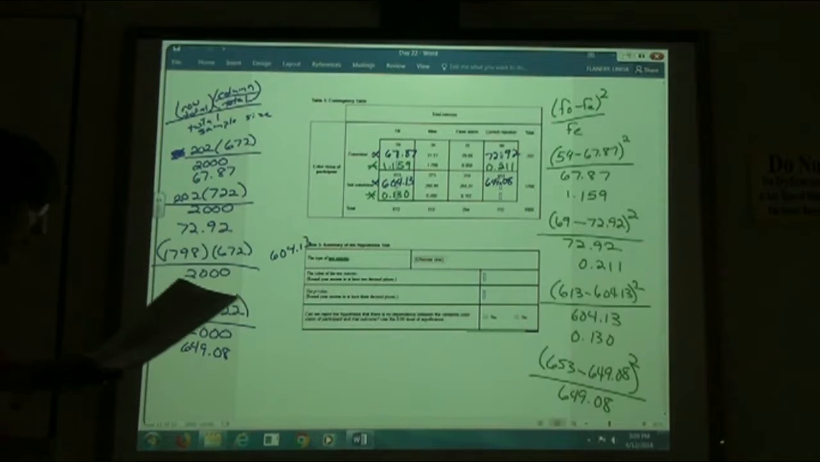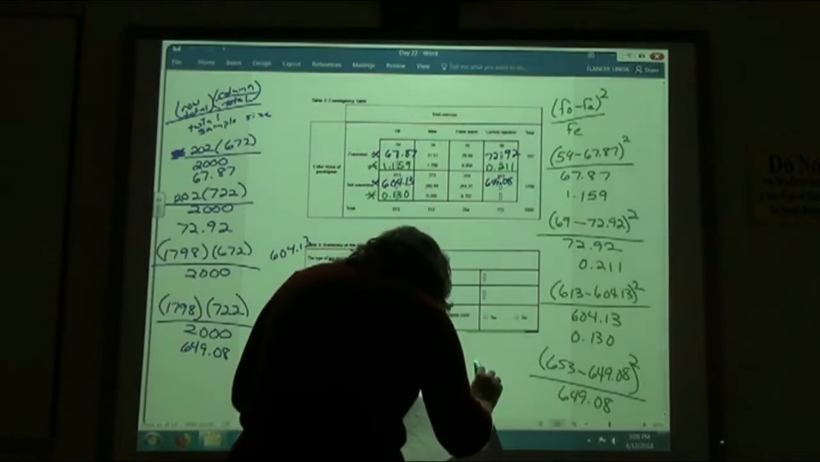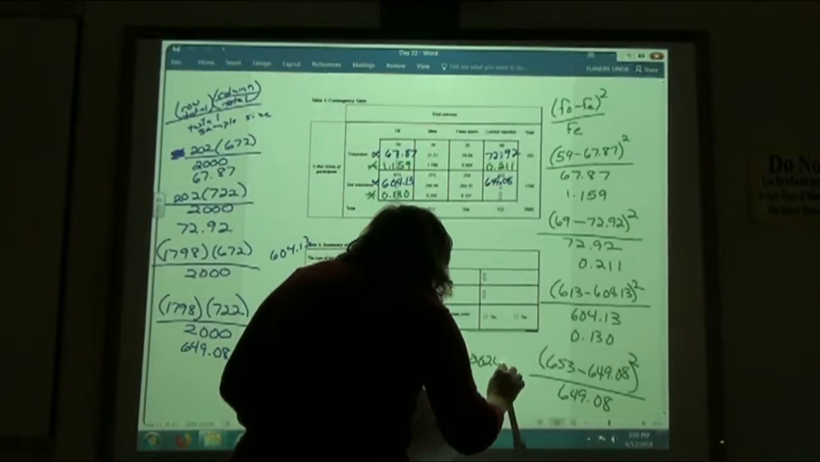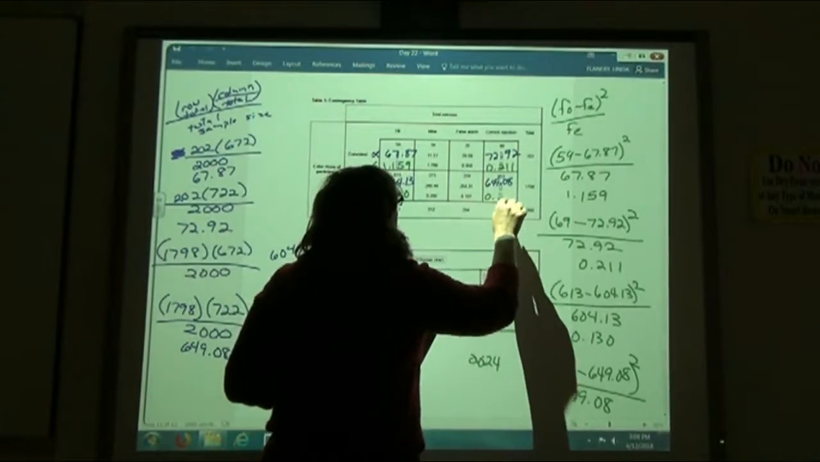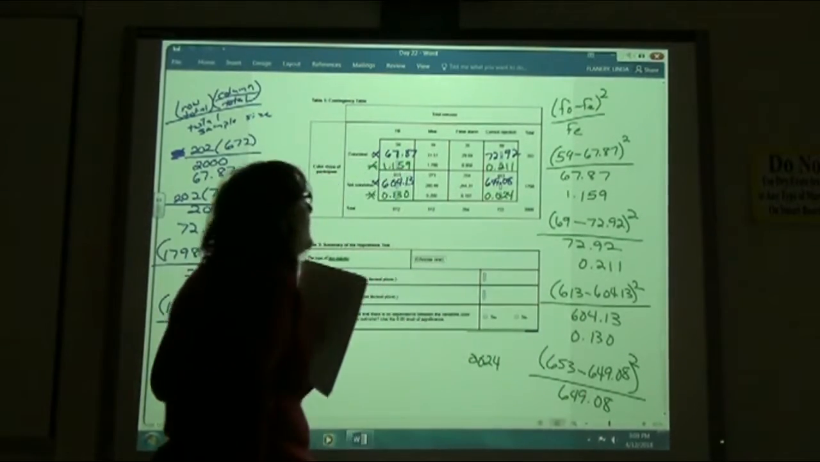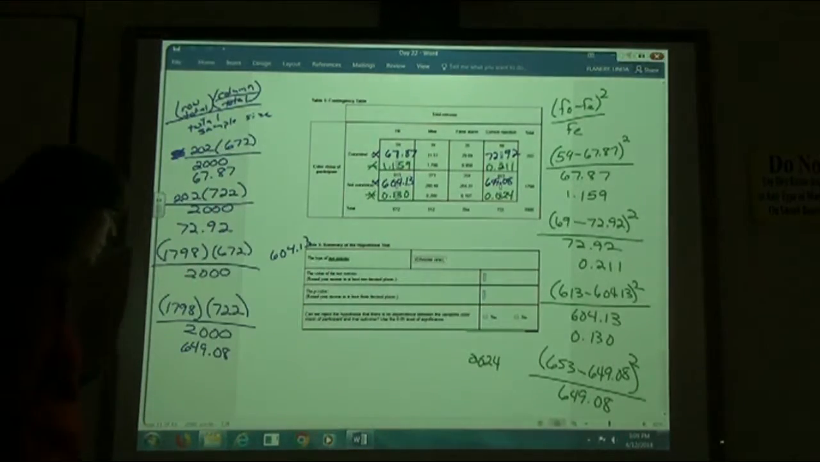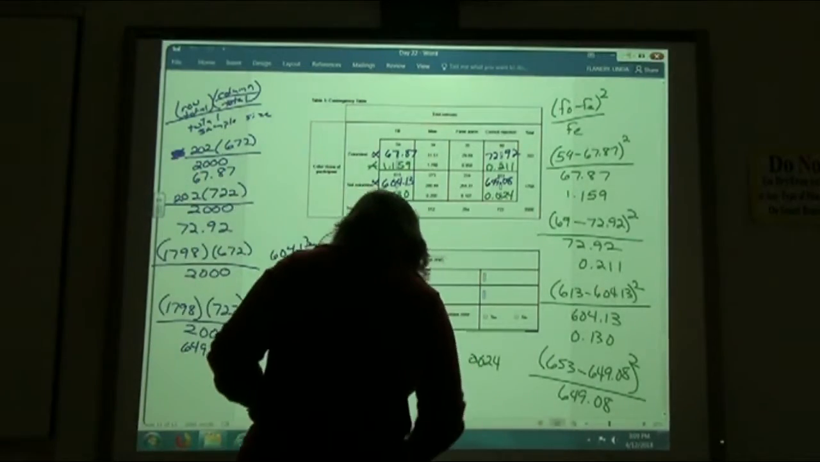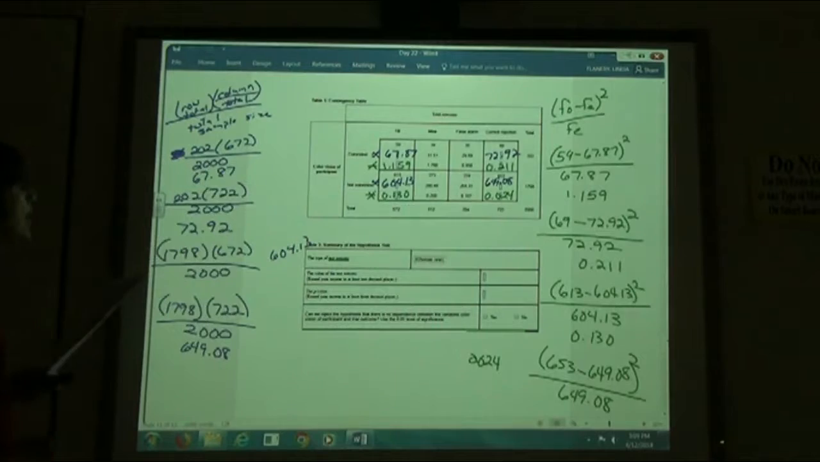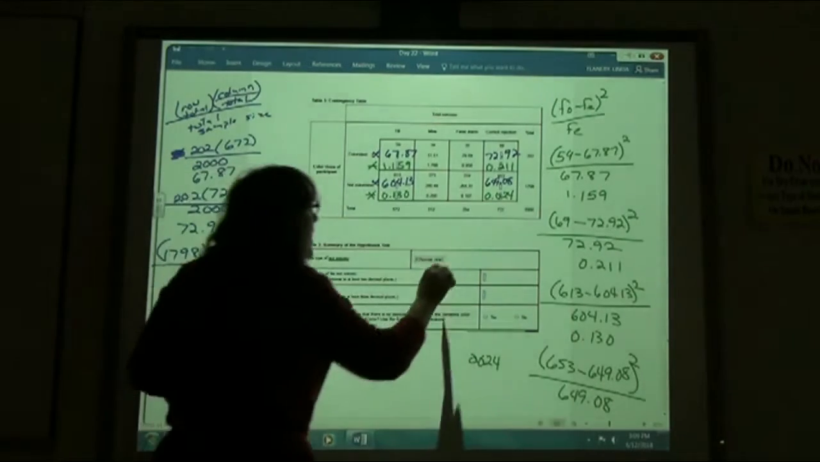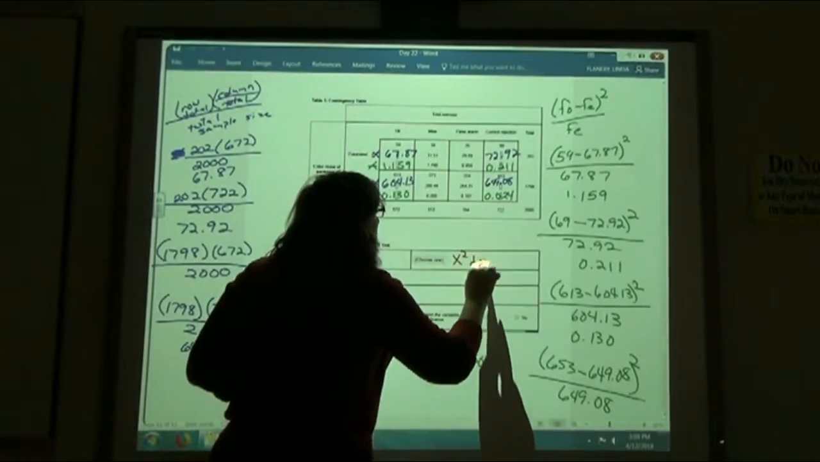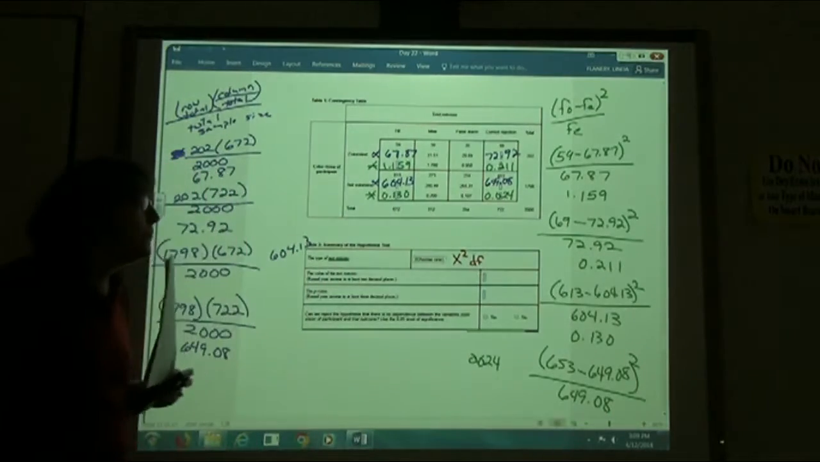When you punch that into your calculator, you should come up with 0.024. Second table. Type of test statistic, we now know it's chi-squared, our degree of freedom.